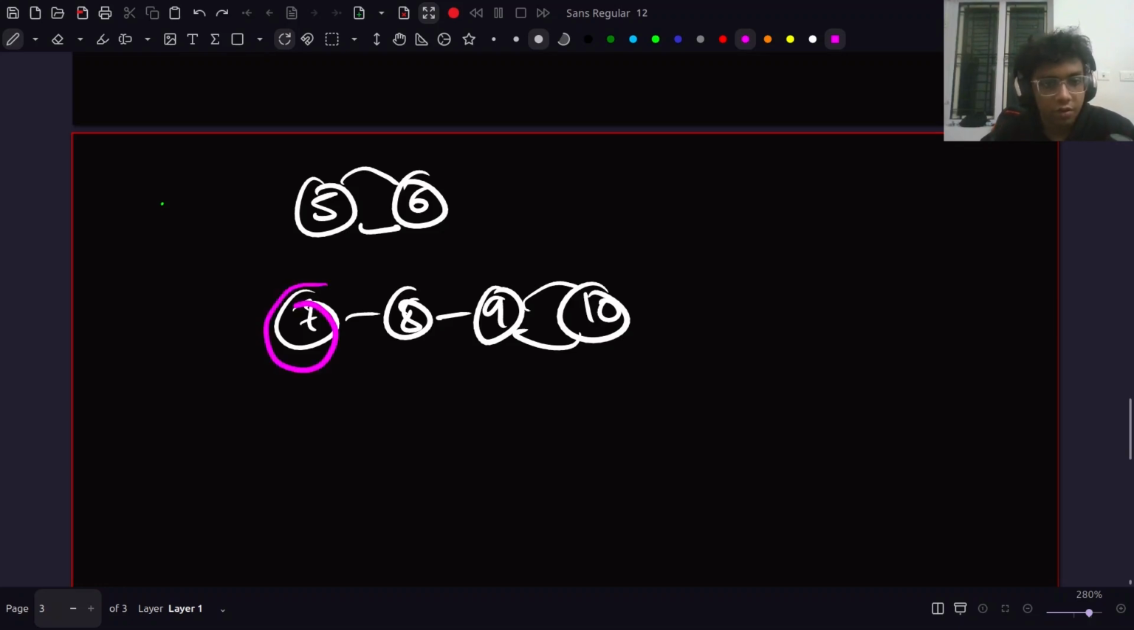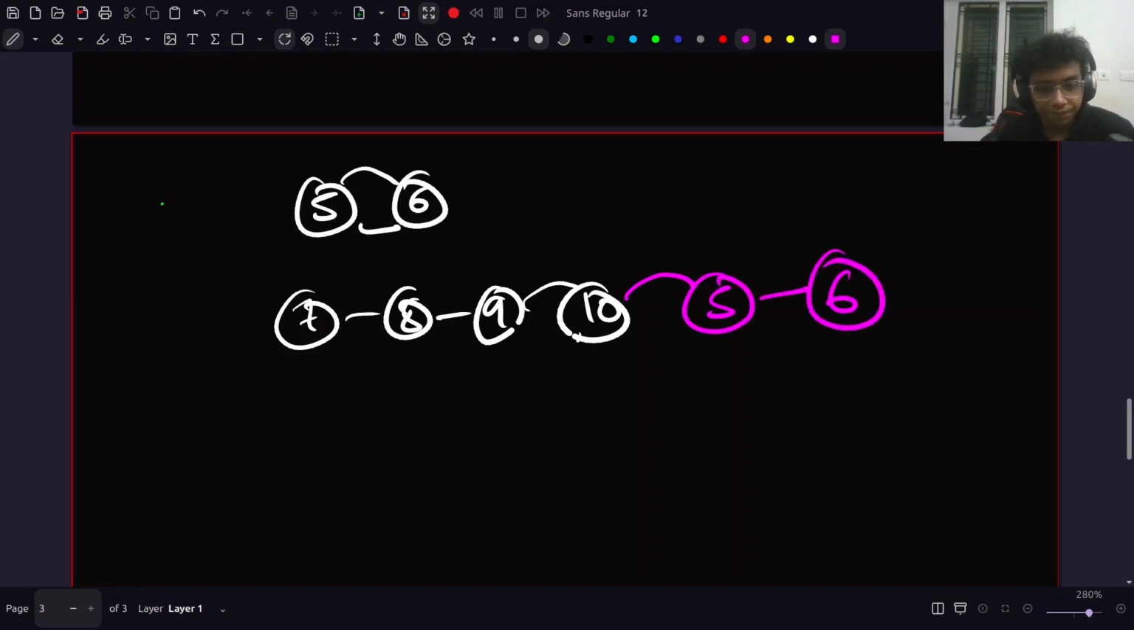Well, 7 knows that one of his neighbors was 8, right? 8 knows that one of his neighbors was 9. 9 knows that one of his neighbors was 10, right? And 10 also knows that one of his neighbors was 9. But here, this is a cycle of length 2, right? So basically we just know that one of the neighbors is fixed. What we can do is assume that, let's say, 5 was the neighbor of 10 and 6 was the neighbor of 5. So basically if we form a cycle like this, then we have successfully merged, right?